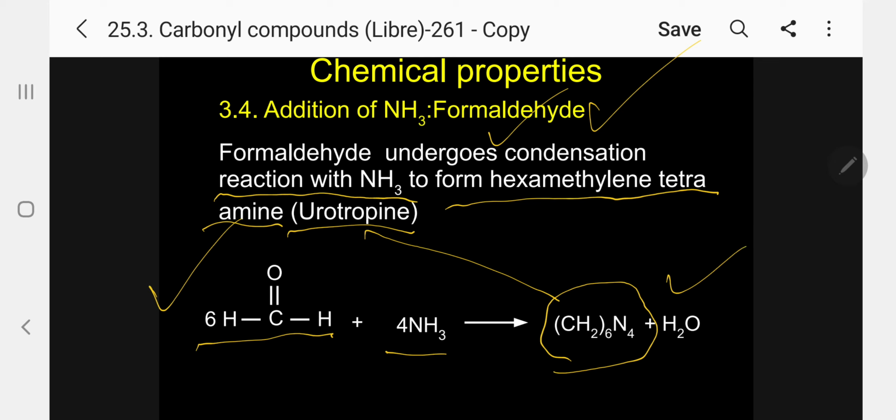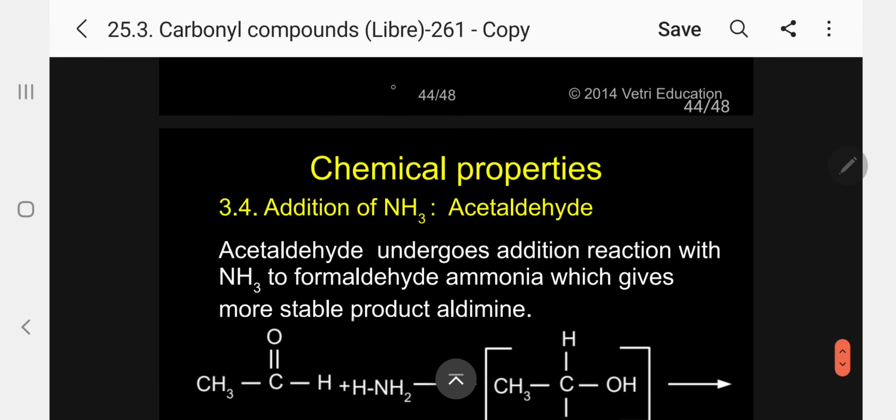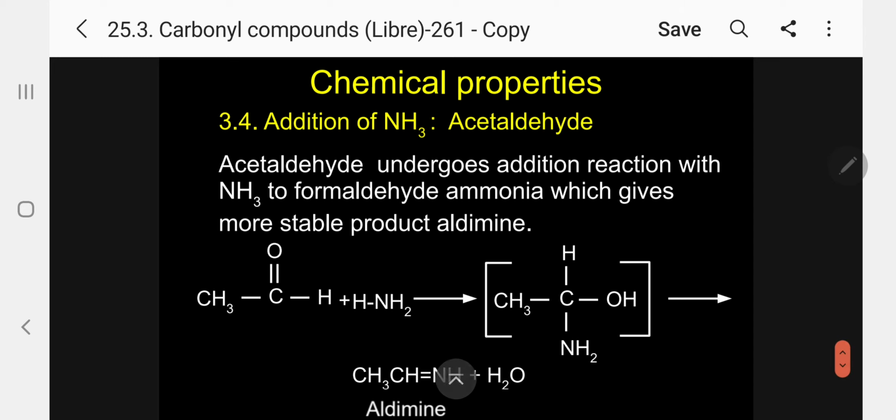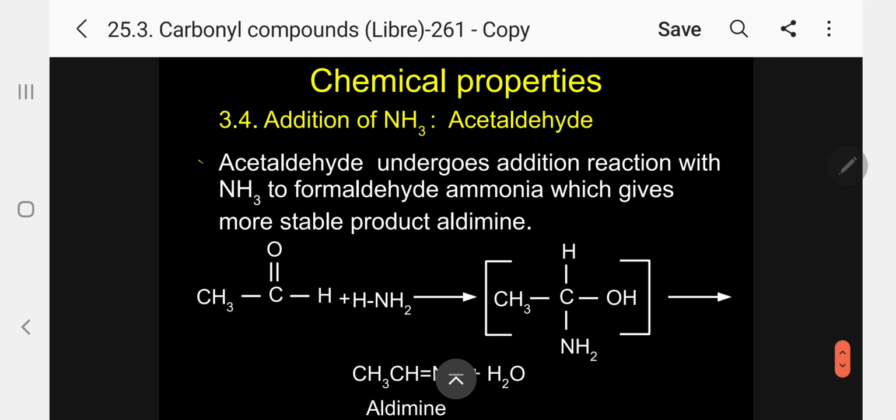Normally this question will be asked: what happens when formaldehyde is treated with ammonia? It undergoes condensation reaction, giving hexamethylene tetraamine. Please remember. Next we will go for acetaldehyde. It is simply an addition reaction. Kindly follow. Acetaldehyde undergoes addition reaction with ammonia to form acetaldehyde ammonia.